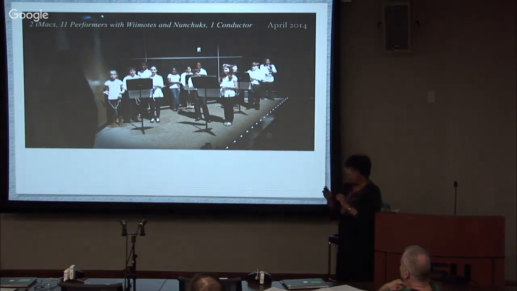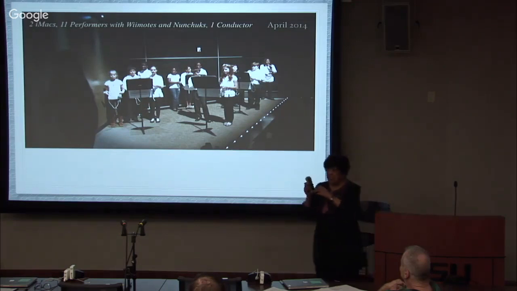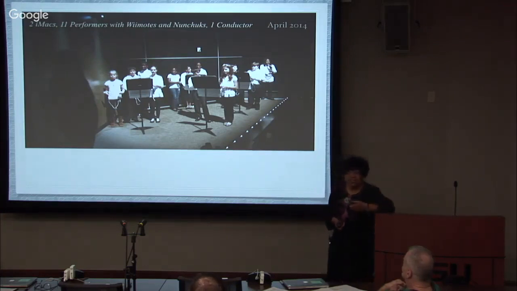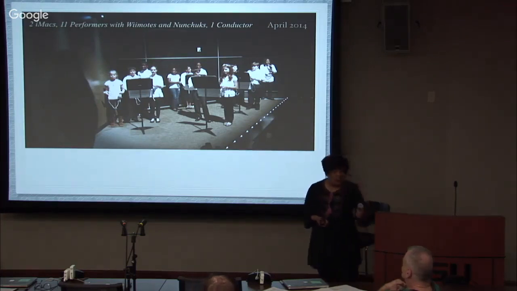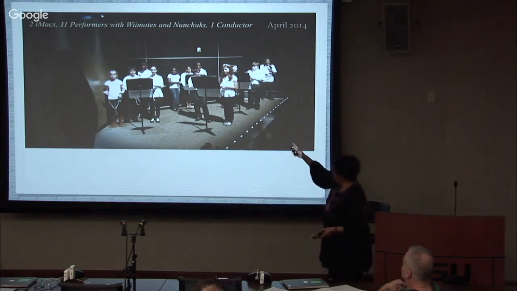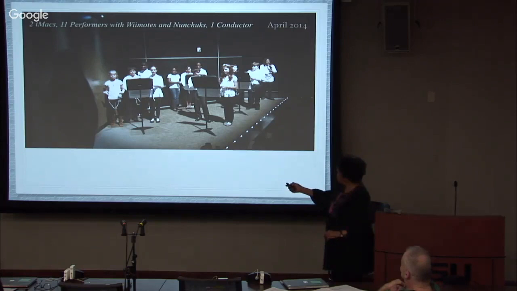They all had Wiimotes. And, I didn't bring it with me, but there's an extra little piece. It's called the nunchuck, and it's actually just a joystick, and it looks like, I don't know, a little egg with a joystick on it. So we needed more notes. We ran out of notes. So they needed this extra little thing, and we have one conductor with this.